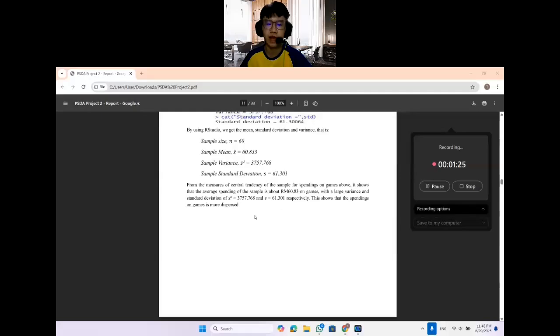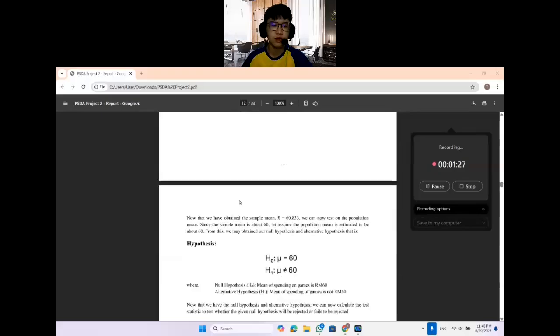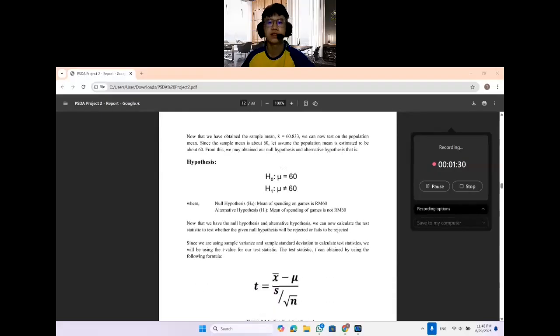This shows that the spending on games is more dispersed. Now that we have the sample mean of 60.833, we can now test the population mean.